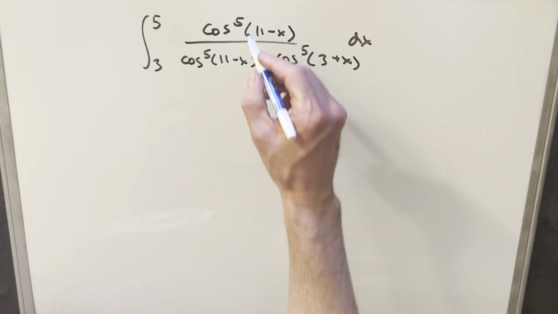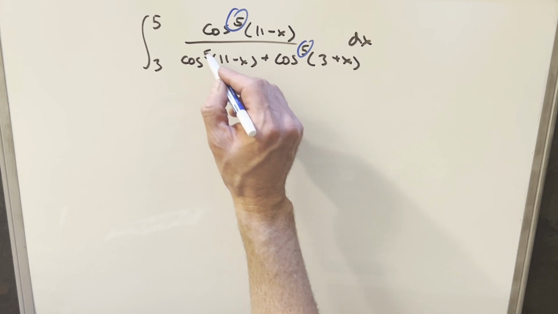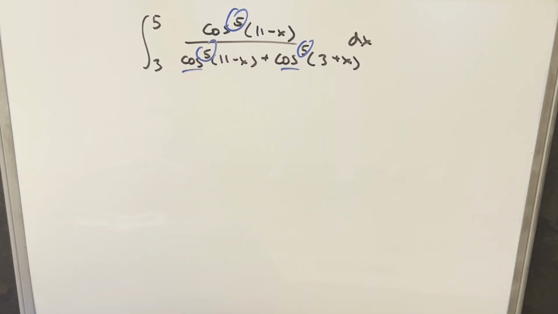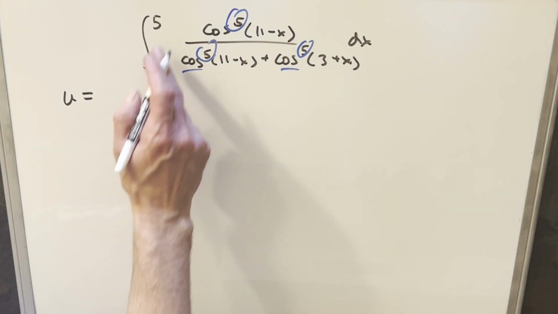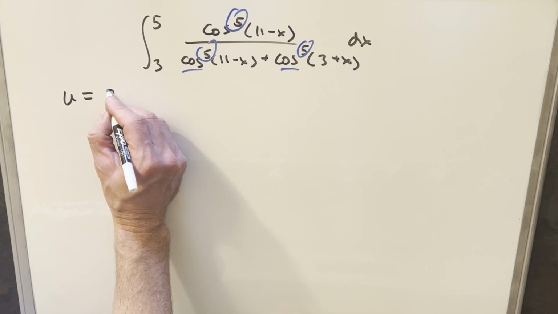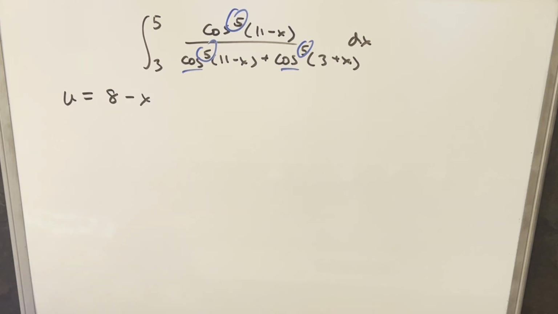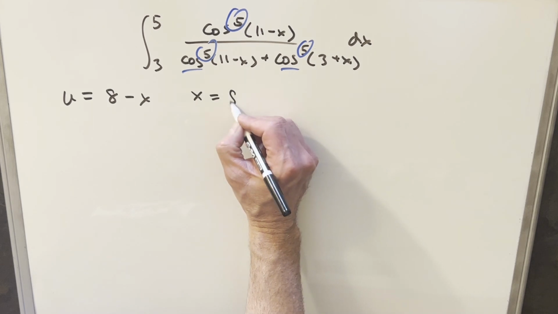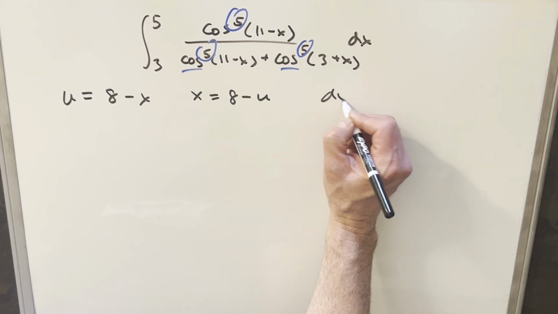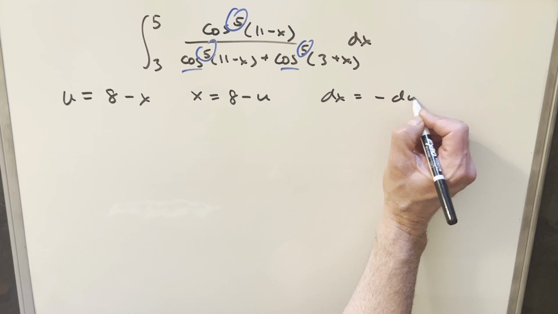We have here the same exponent on everything, same function. So I'm just going to go ahead and do it that way and make the substitution for King's principle. So what we do first is I'm just going to add the bounds together, 5 plus 3, 8 minus x for my substitution. And so isolating x, we have x is going to be equal to 8 minus u, and we'll take our derivative, dx is going to be minus du.